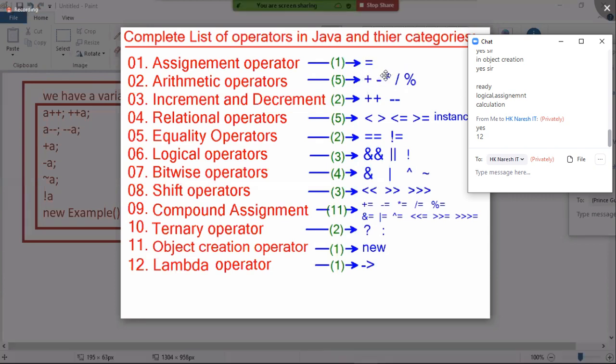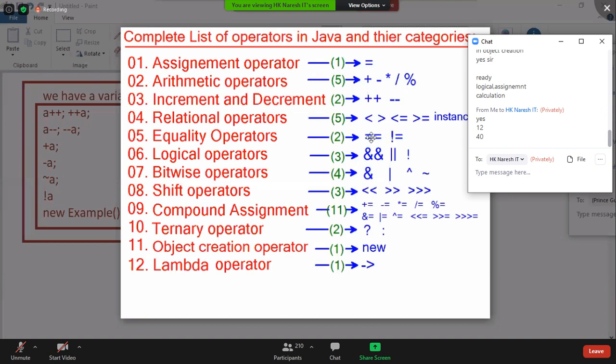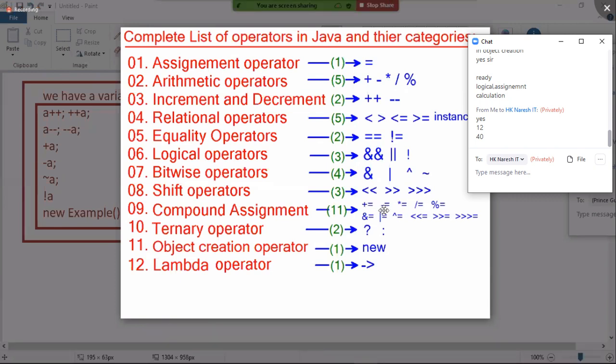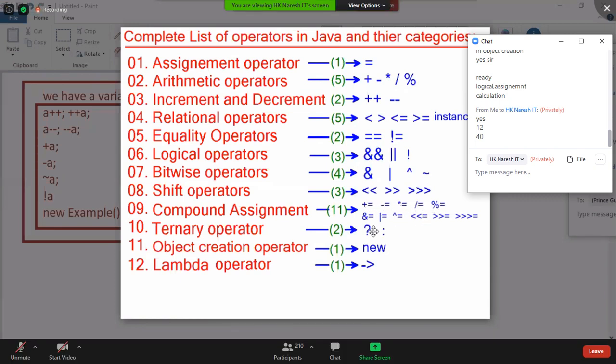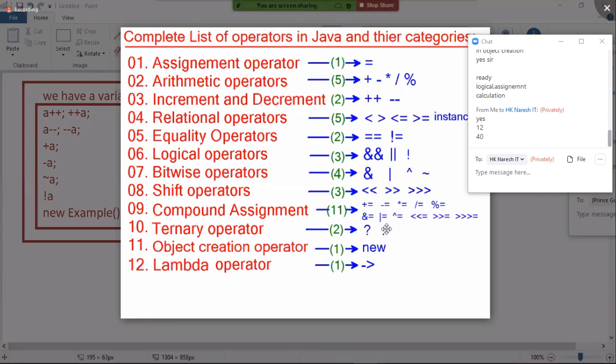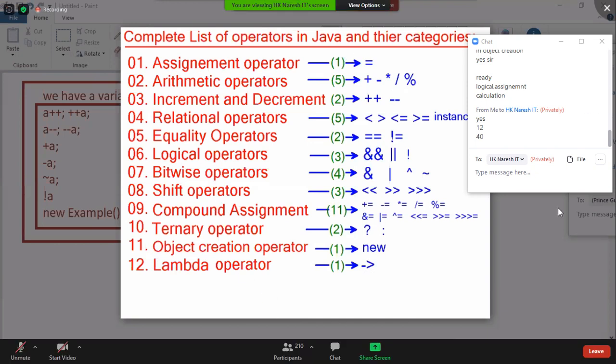1, 2, 3, 4, 5, 6, 7, 8, 9, 10, 11, 12, 13, 14, 15, 16, 17, 18, 19, 20, 21, 22, 23, 24, 25, 26, 27, 28, 29, 30, 31, 32, 33, 34, 35, 36, 37, 38, 39, 40. So totally how many operators does Java support? 40 operators. Shall we try to write all these operators without looking at the screen?